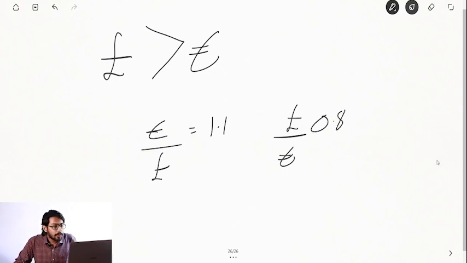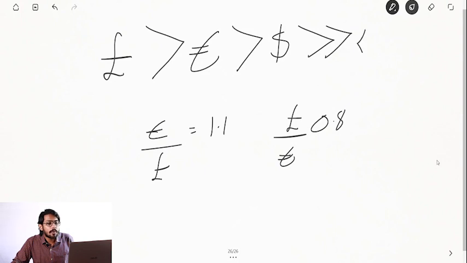Okay, euro is greater than dollar. Euro is greater than dollar. Dollar is far greater than rupee. Dollar is far greater than rupee, which means, you know, rupee by dollar is around 70 now.